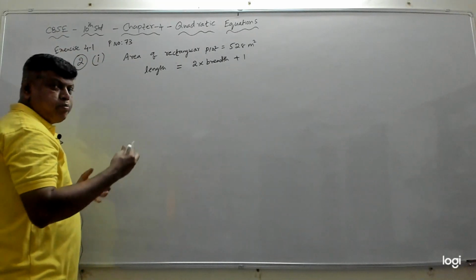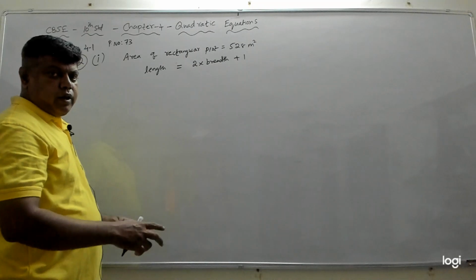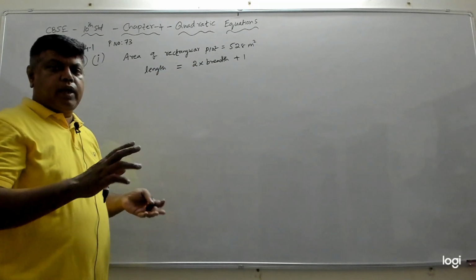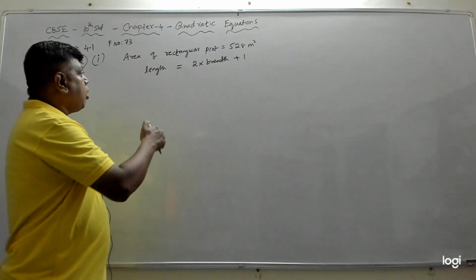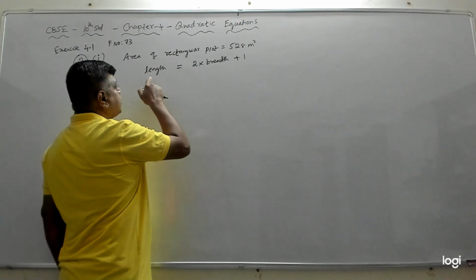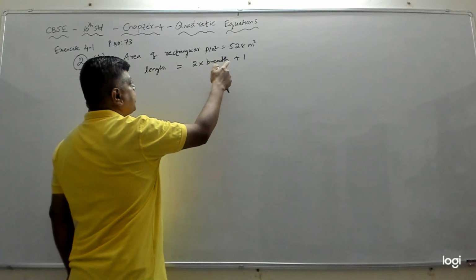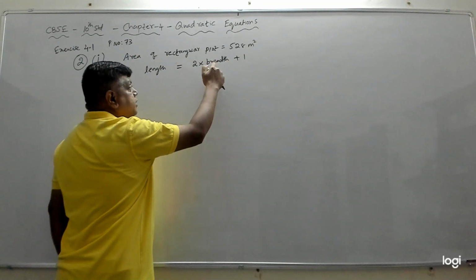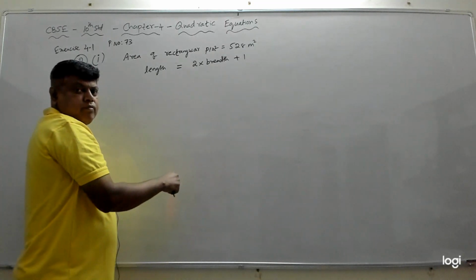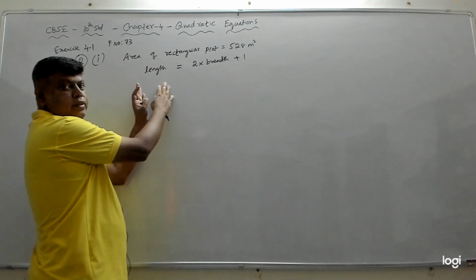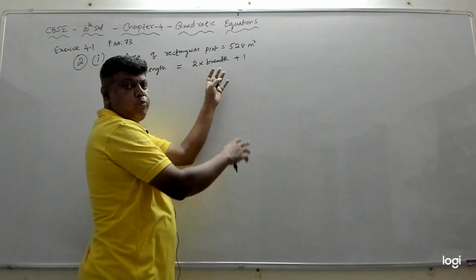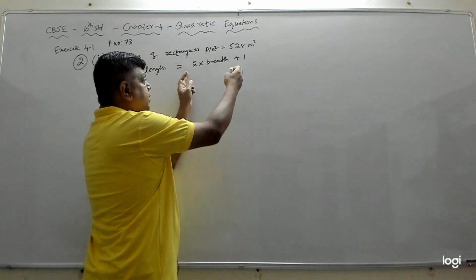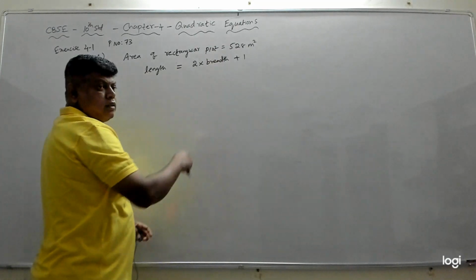Now we need to assume something as x. We know it's a rectangular plot, so it will have a length and a breadth, and we can assume one of them as x. When the length is given in terms of 2 times breadth plus 1, which is 1 more than 2 times breadth, we always take the breadth as x. On the left side you have only length, and on the right side you have 2 into breadth plus 1. Whenever you have an expression like this, you mostly take this value as x.